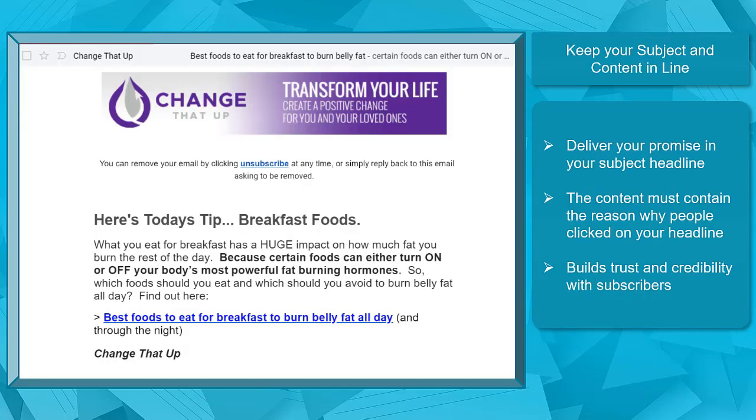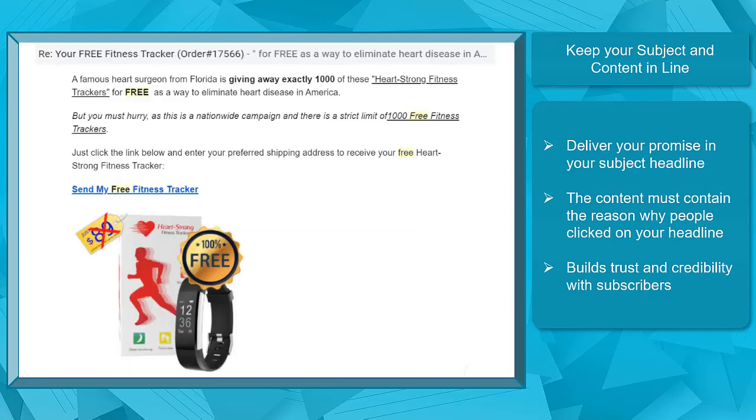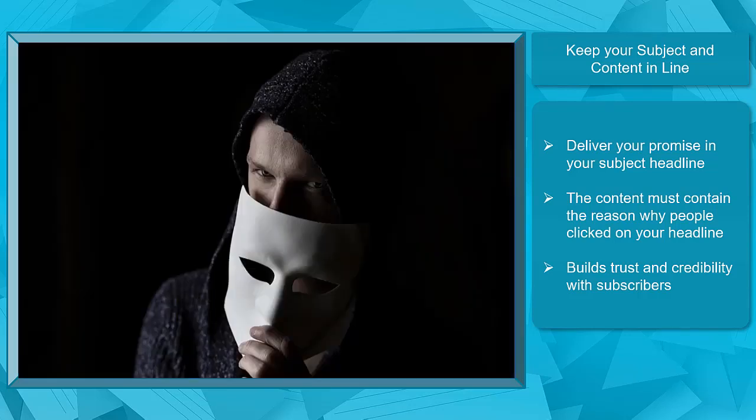Next, keep your subject and content in line. Your email content must deliver the promise that you have in your headline. It is important to keep your word since people would trust you more if you do so, and you will succeed in your campaigns if you do this. Your subscribers clicked on your email because of the curiosity it sparked with your headline. If you don't deliver the content as promised in your subject headline, then your subscribers will see you as a fraud and a spammer. As a marketer, you want to avoid that from happening.